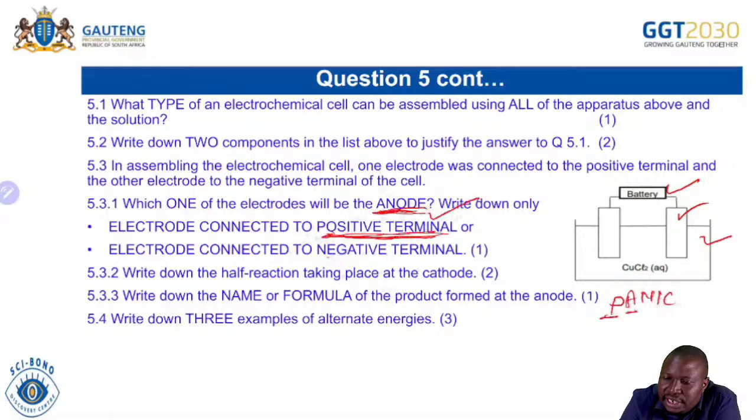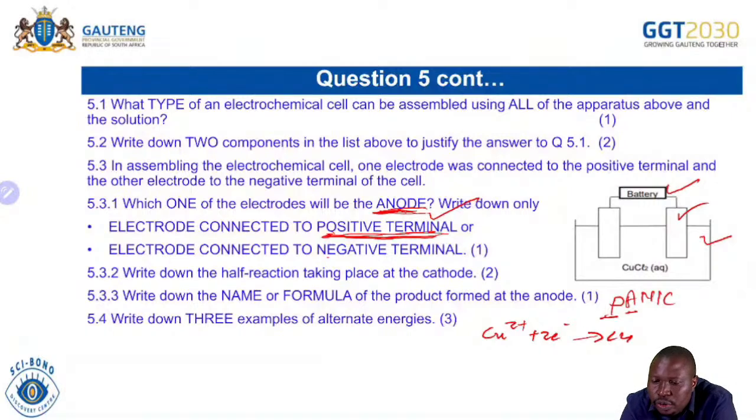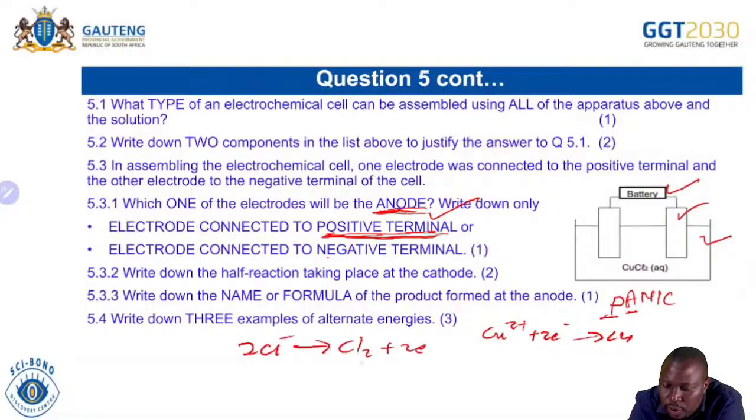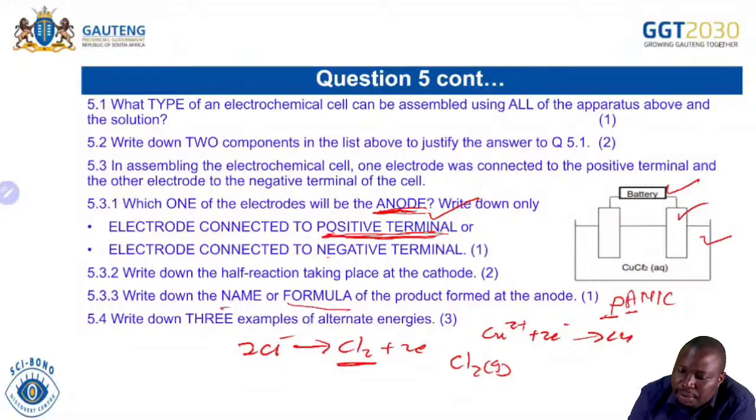Write down the half reaction that takes place at the cathode. So at the cathode, we're saying you have copper 2+ that is gaining electrons to form copper. Write down the name or formula of the product formed at the anode. We said at the anode, 2Cl- is going to lose electrons to form chlorine gas. So you'll have chlorine gas that is formed. They say write down the name or formula of the product formed, so not the whole reaction, but the product, which is Cl2 gas. So Cl2 gas is formed. You can say chlorine gas, you can write the formula. They said name or formula.